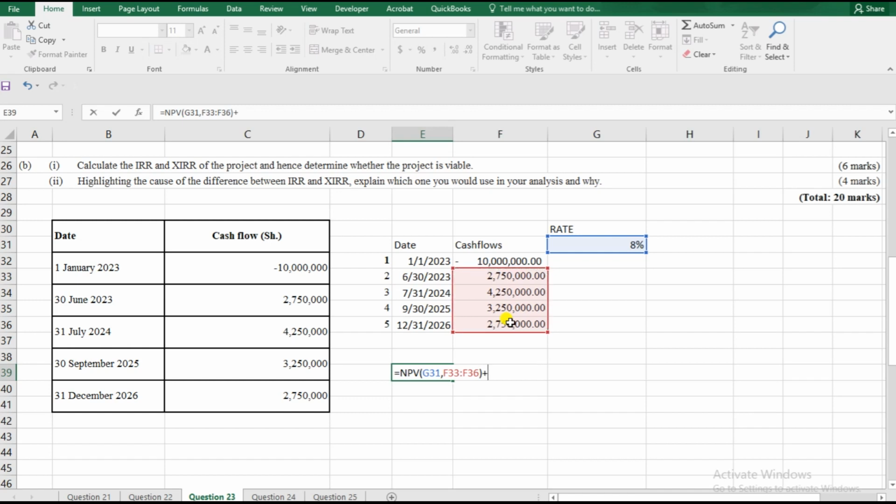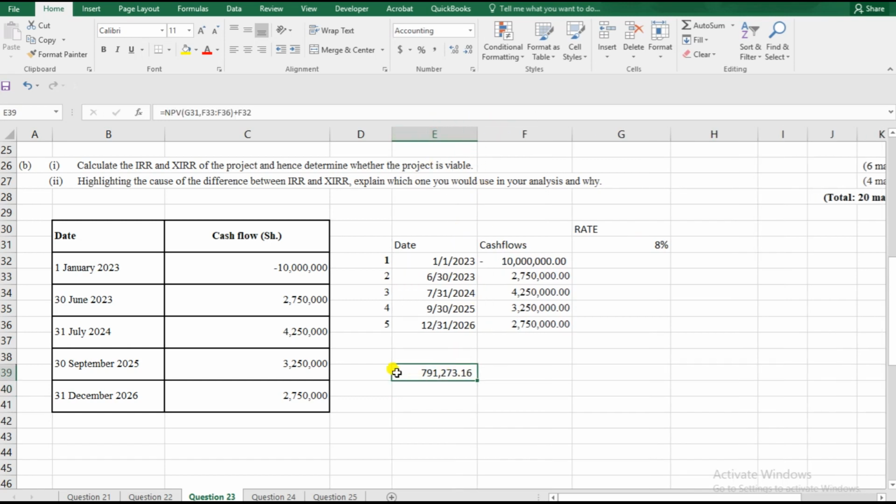Plus our initial investment, because remember this is negative, so ideally it's as if we are deducting our initial investment. Then after that, we press Tab. So equal sign, this should give us our NPV. As simple as that, I'm having our NPV there. That will give us our net present value using Excel, as quick as that.